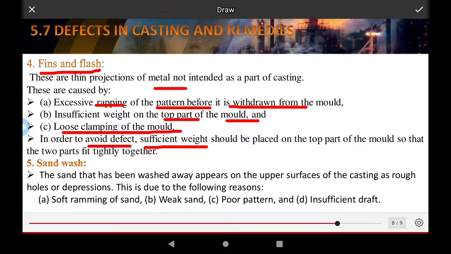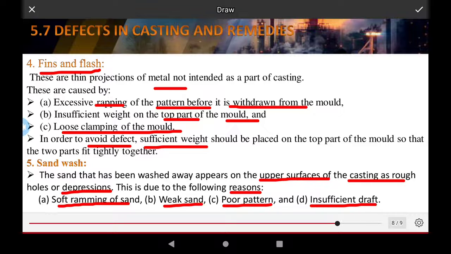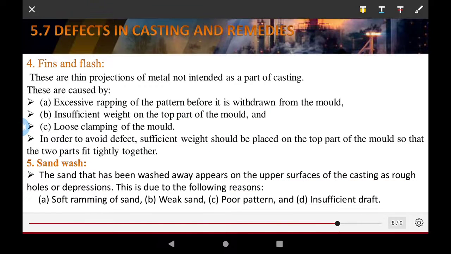Wash: sand that has been washed away appears on the surface of the casting as holes or depressions. This is caused by the following reasons: softening and removal of the sand, weak sand, poor pattern, and insufficient draft.